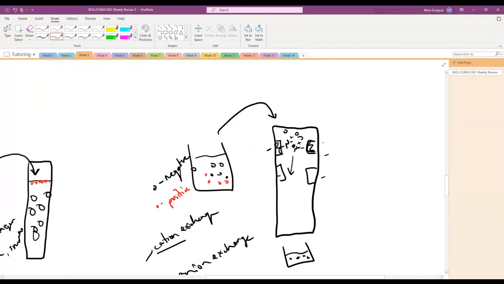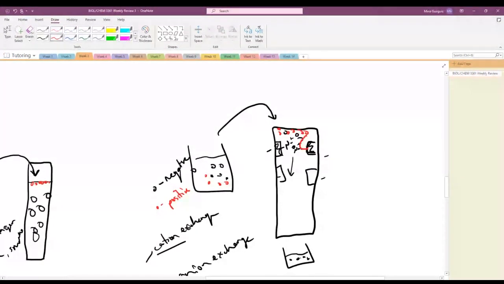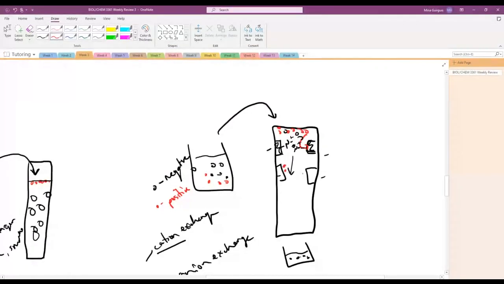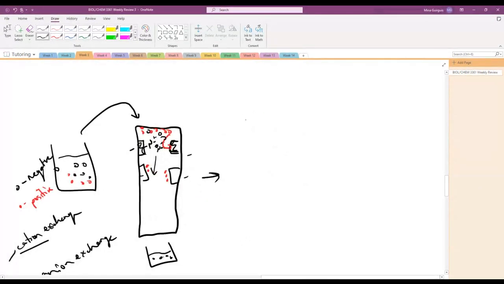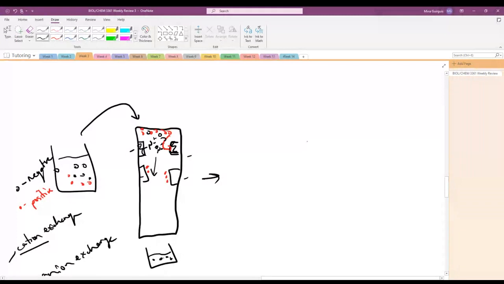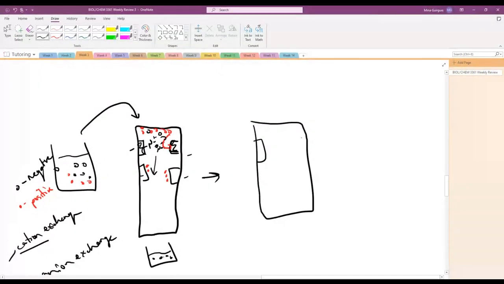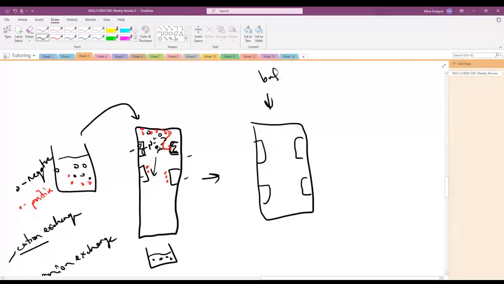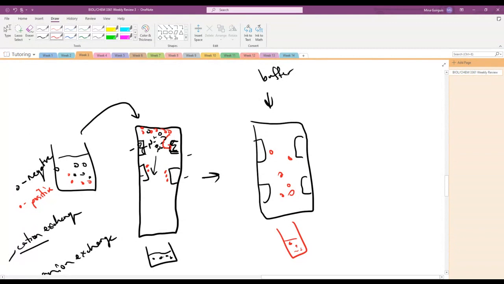Now my impurity is going to get stuck in here. The red ones are going to get stuck to this since they're positive, and they're not going to be able to move. Then maybe 10 minutes later, once I've made sure I got all of my solute out, I may pour some kind of buffer through, and that buffer will wash this red impurity out. Then I get a cup with just my impurity. So that's how ion exchange works.